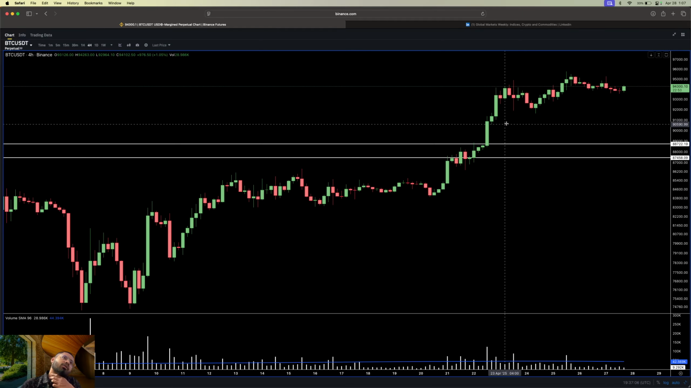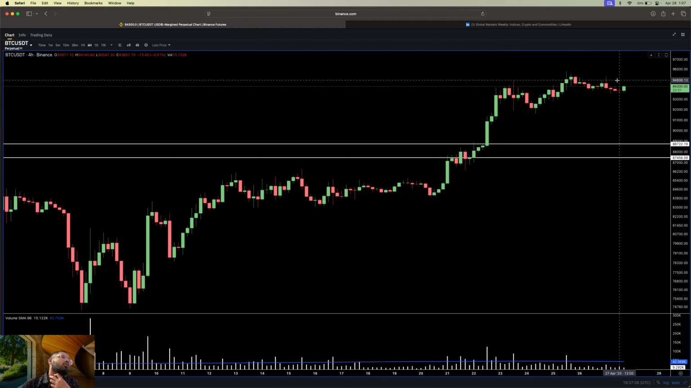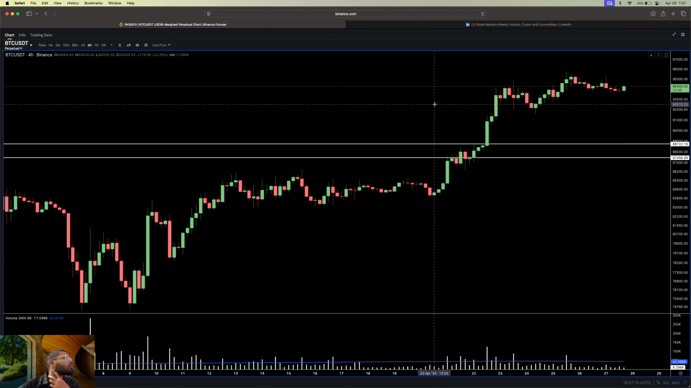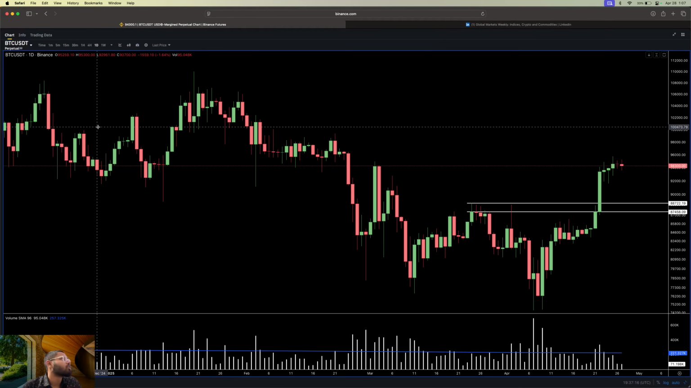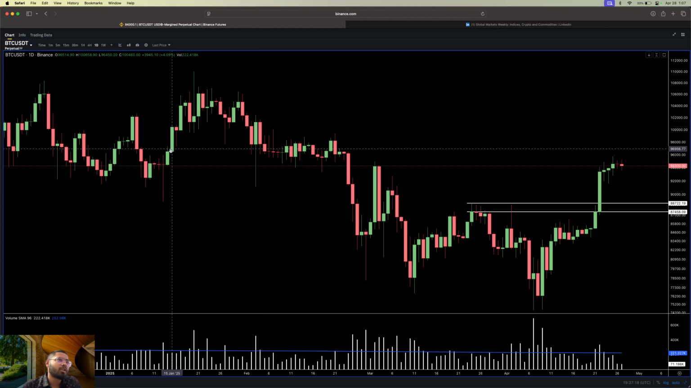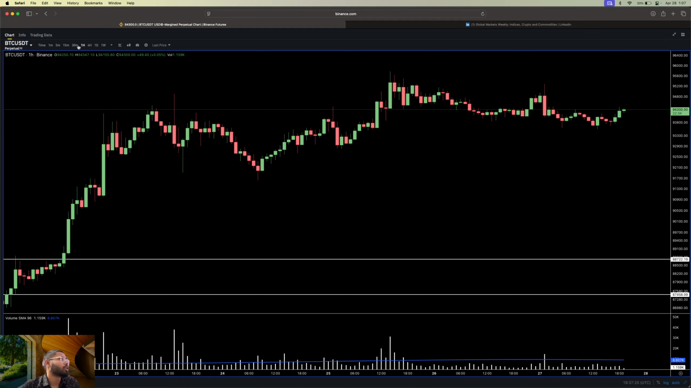The 4 hour looks strong. Maybe we can go till here somehow, and we will have a strong weekly close. So in Bitcoin, just try to find some bullish setups for now. It is not a time for shorting it.